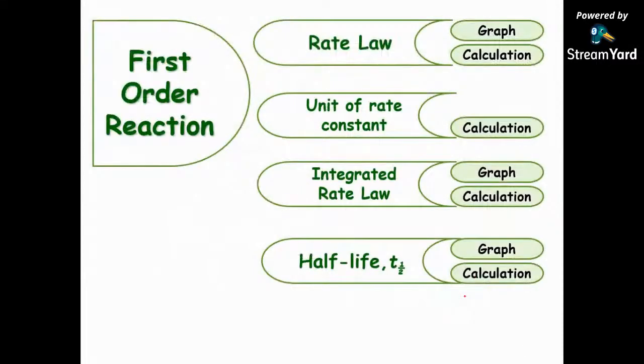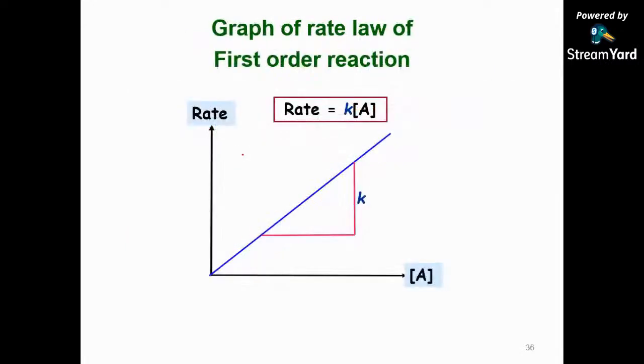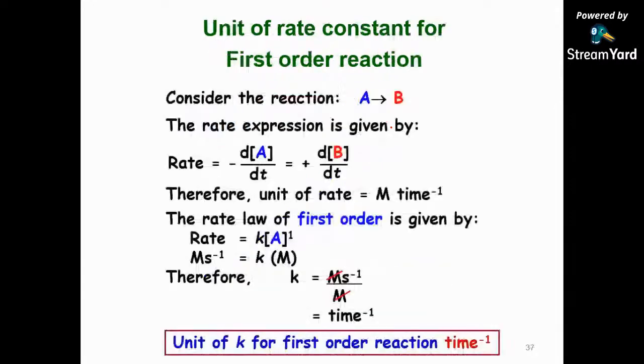The same thing happens for first order of reaction. You have to know the four items as well. We know already that first order depends on the concentration: if it doubles up, the rate doubles. This is the graph of the rate law for first order reaction. And what is the unit for first order reaction? Again, the rate I mentioned already is molar per second, or molar per time. I just put per second. Over here, the concentration is to the power of 1, meaning M.